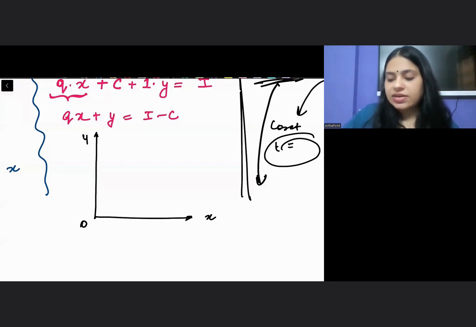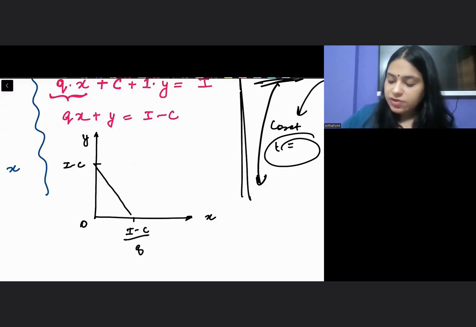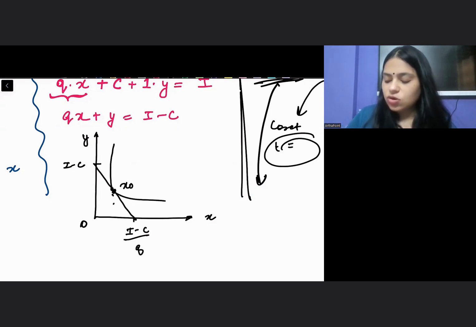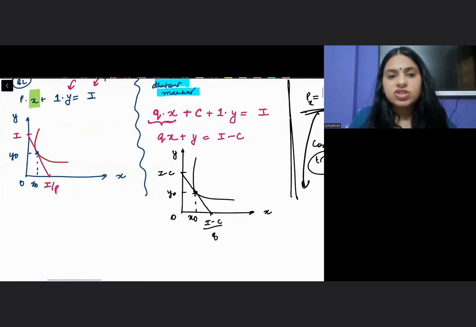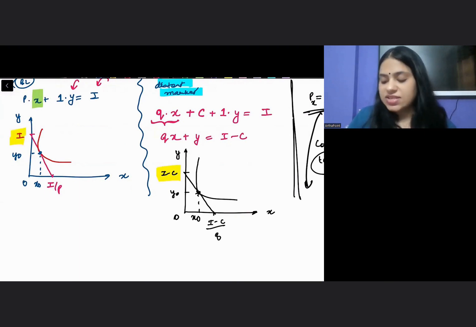So if I were to plot this, I can take X here and I can take Y here. My Y will be I minus C and my X is going to be I minus C by Q. And I will get some equilibrium X naught, Y naught here. Now notice that these two budget lines are very, very different. This has an intercept I, this has an intercept I minus C. This has an intercept I by P and this has an intercept I minus C by Q.